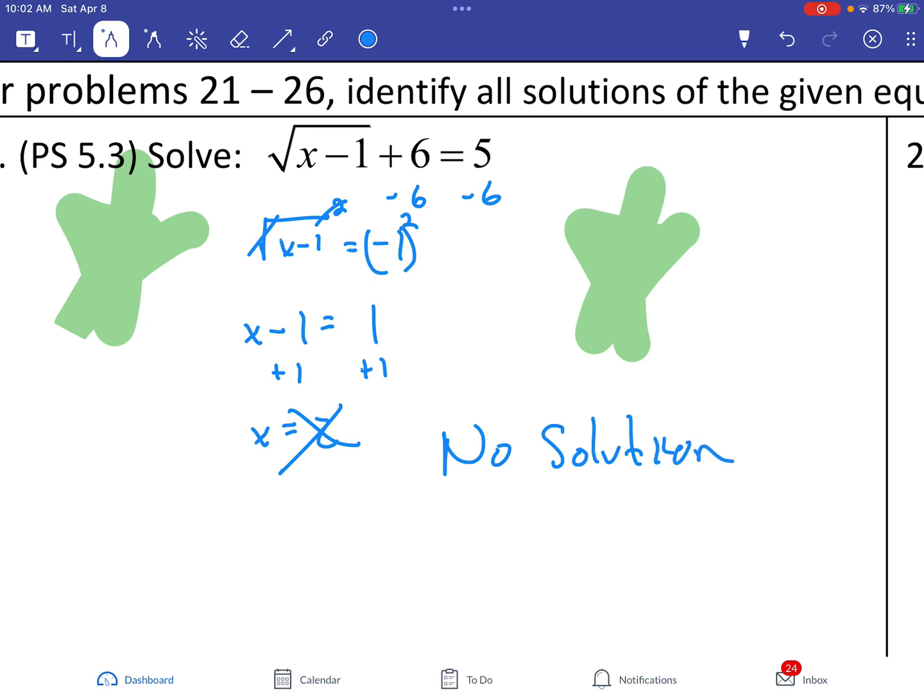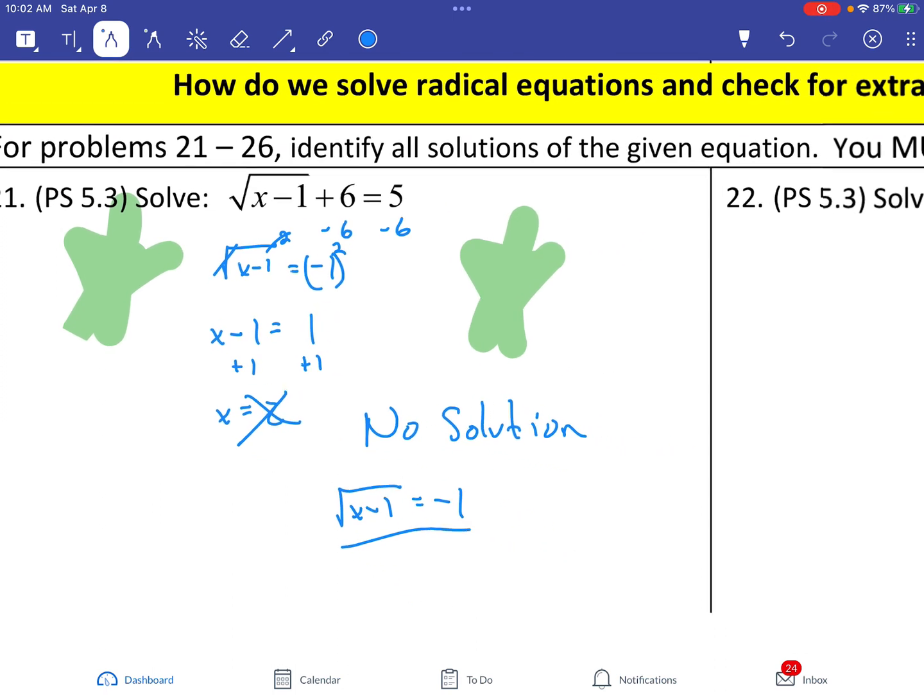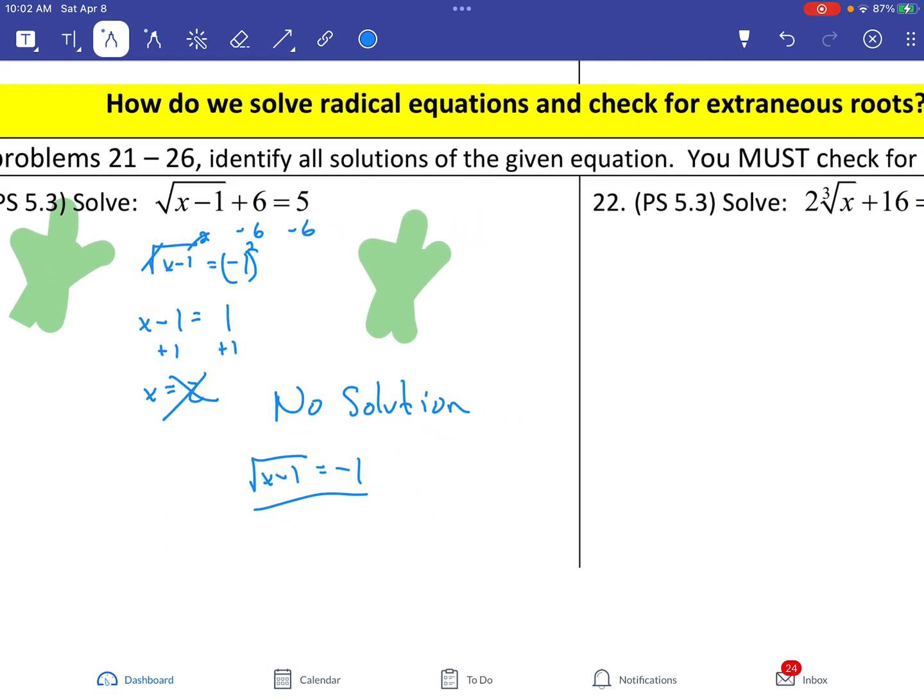Now I could have stopped, that's ugly. I could have stopped right here when I got to this spot. Oops, let's not do that. When I got to the square root of x minus 1 equals negative number, I could have stopped right here because I know that a square root can never equal a negative answer, so that's why I could put a no solution. Okay? Important piece for this problem. All right, let's move on to 22.